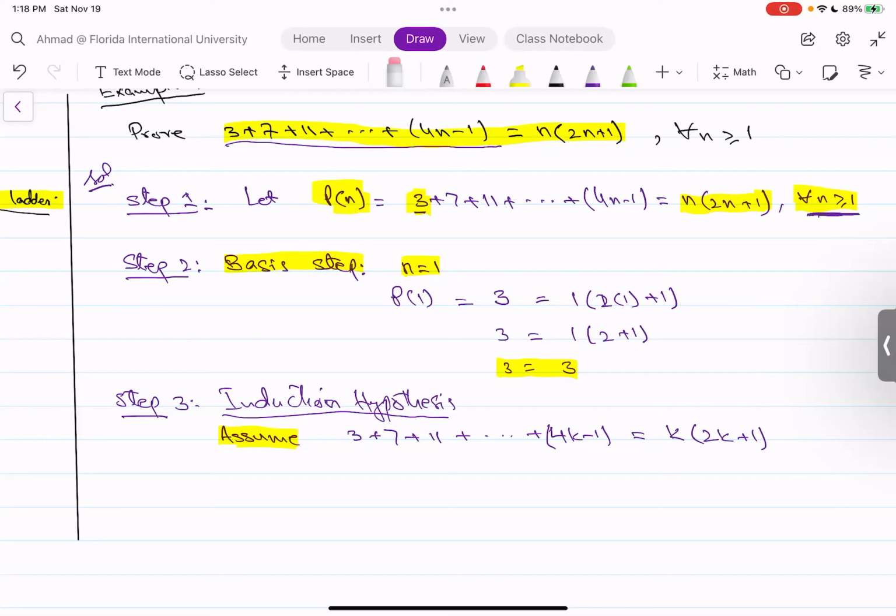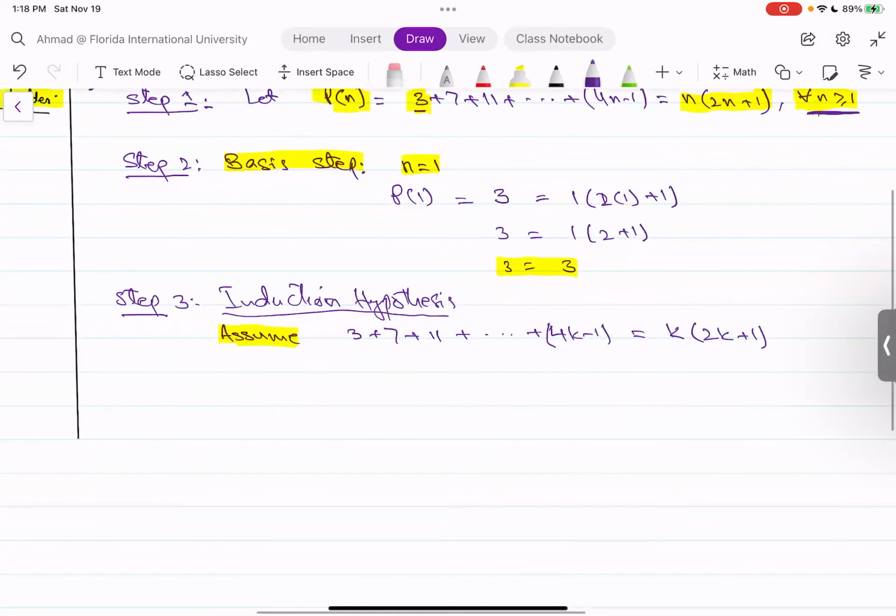Now what I have to do, the next thing that is most important, is I have to prove that this is true for k plus 1, right?